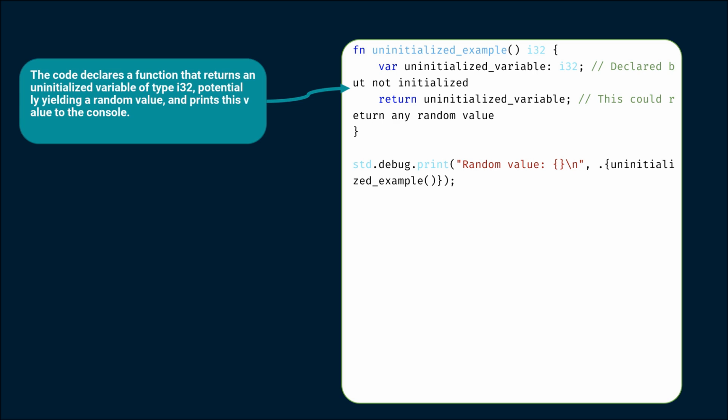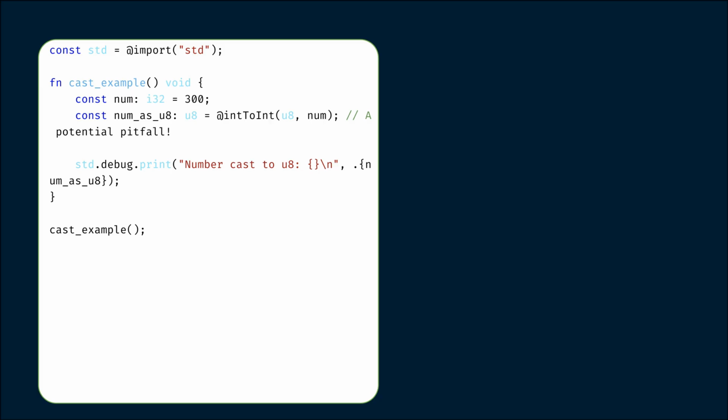This reinforces the importance of always initializing your variables, as it ensures they start from a known state, thus contributing to safe and reliable code execution. Now let's take a look at how type casting can lead to unexpected results in Zig.